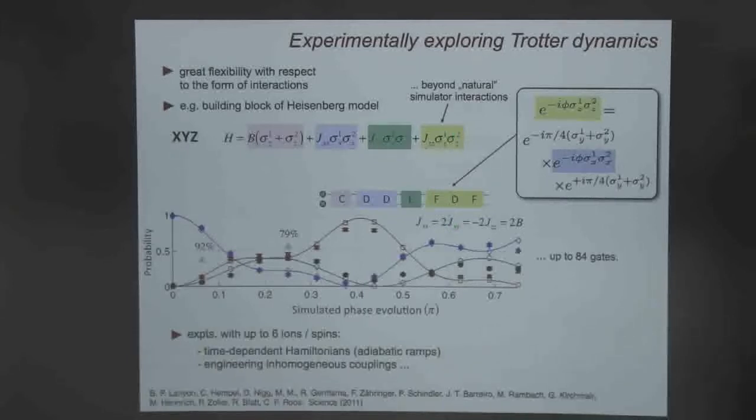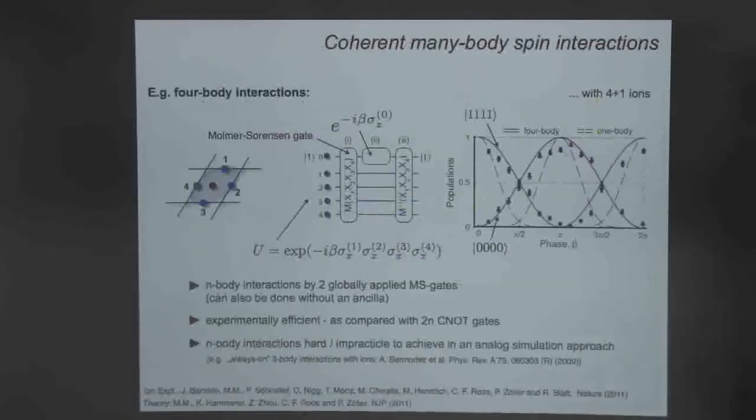So there's a whole set of other experiments that have been done in this direction in the work by Ben Lanyon and others. But I think that one of the main points, at least for me, is that one can use this digital approach also to simulate pretty exotic interactions, like, for instance, 4-body spin interactions, or time dynamics according to 4-body spin interactions, as is shown schematically here, where one can show that by just using 2 global Mølmer-Sørensen gates, for instance, one can engineer n-body interactions, which usually requires 2n 2-qubit CNOT gates, and which is for higher-order interactions pretty hard or impractical by trying to engineer them in an analog way, as Alejandro has pointed out.